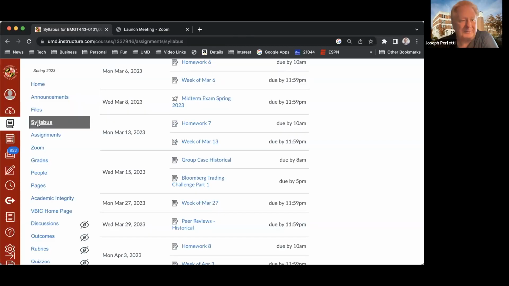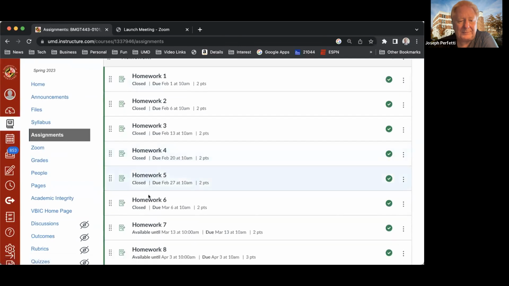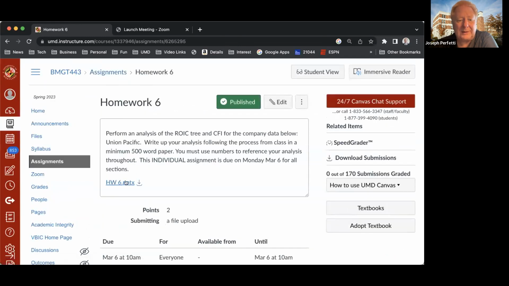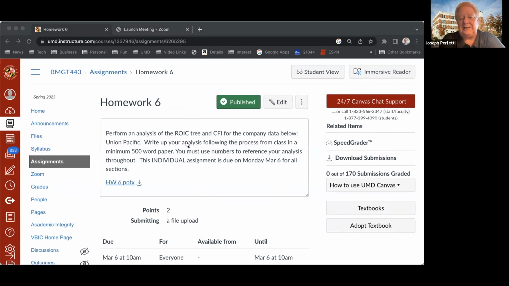All right, let's go through homework 6. File I gave you. Okay. So I gave you an ROIC tree and a CFI for Union Pacific Railroad. And I asked you to evaluate 5 years worth of data. So we'll start with Union Pacific's ROIC.